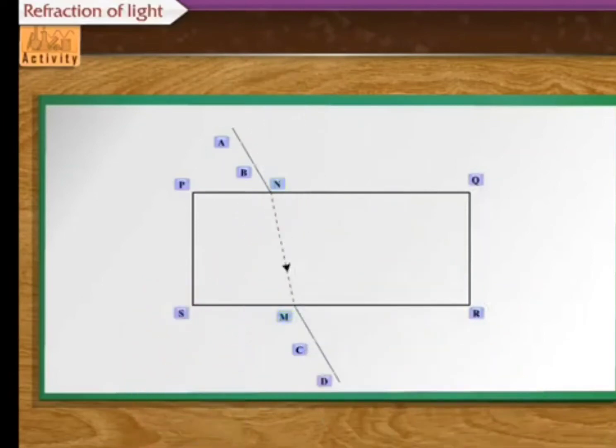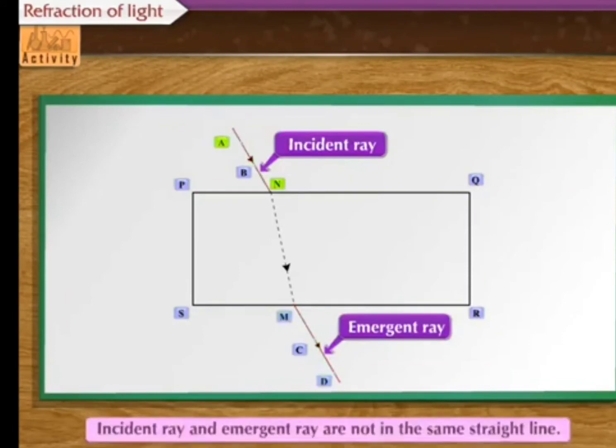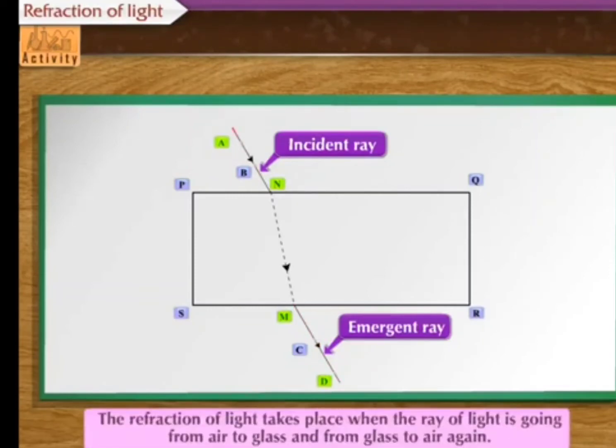Here, ray AN is the incident ray and ray MD is the emergent ray. Observing these rays, we come to know that the incident ray and emergent ray are not in the same straight line. This happens because the refraction of light takes place when the ray of light is going from air to glass and from glass to air again. Come, let us discuss about it in detail.